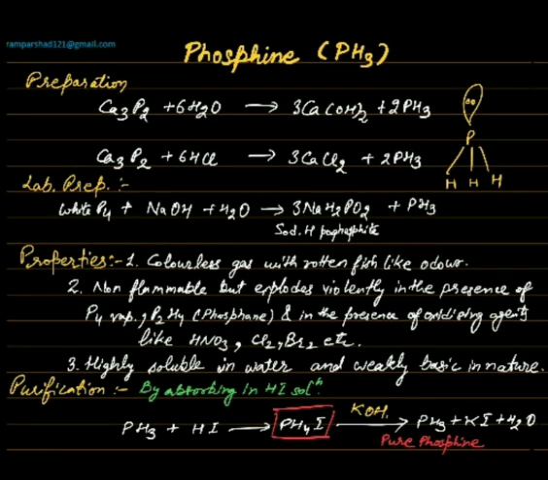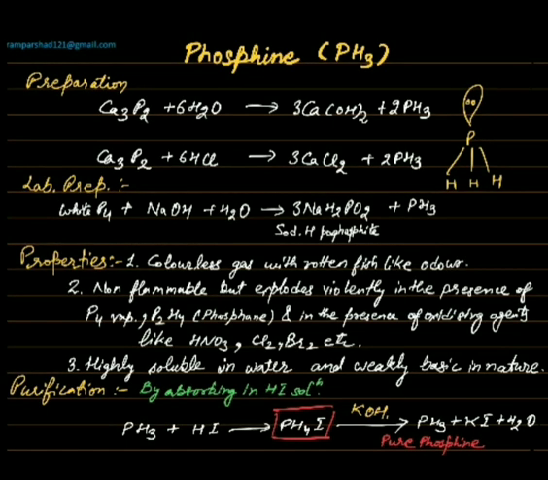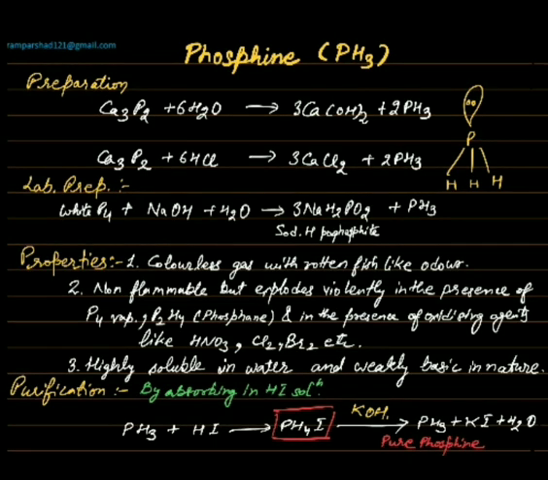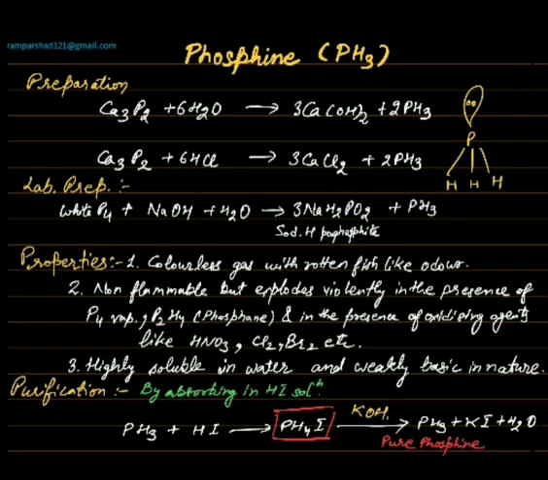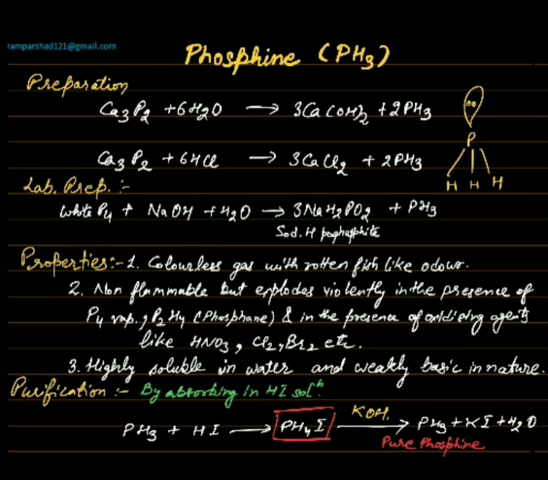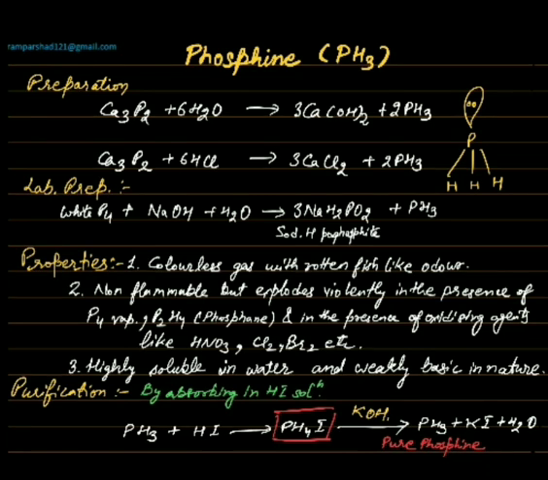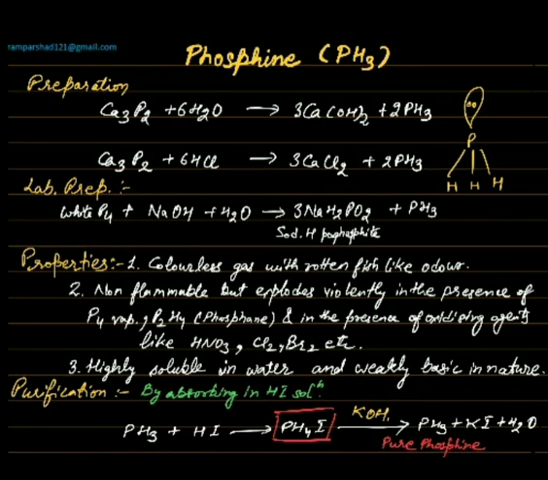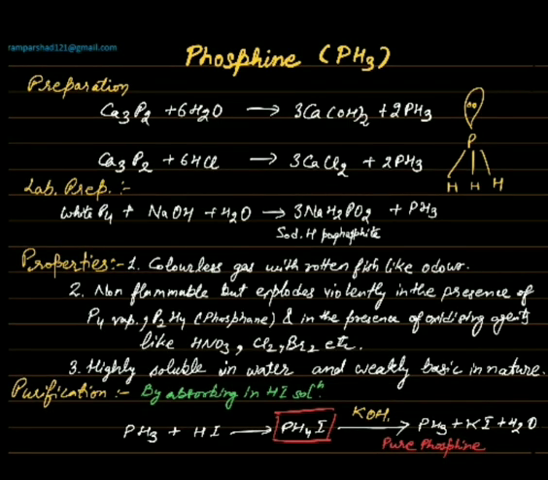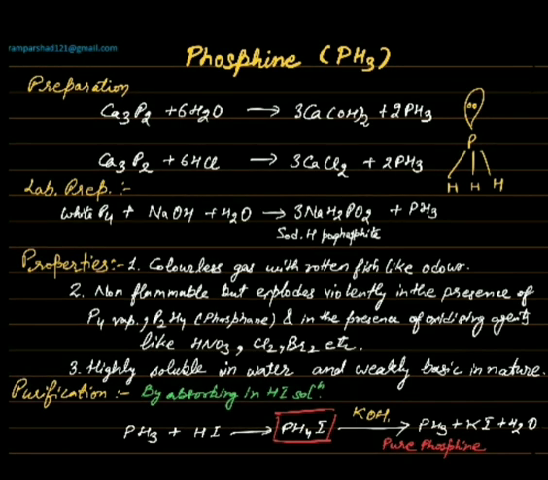Now next is the properties of the phosphine gas. Phosphine is a colorless gas with rotten fish-like odor. It is a non-flammable gas but explodes violently in the presence of phosphorus vapors or oxidizing agents. Just like the alkane, if phosphorus is there in place of carbon, it is called phosphine. The simple formula is P2H4. And the presence of oxidizing agents like nitric acid, chlorine, and bromine, etc.